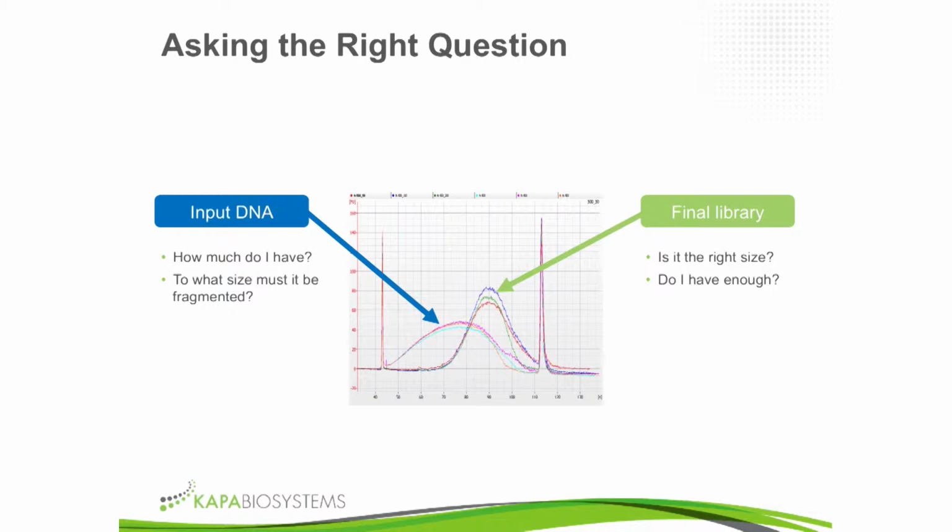The first step in improving library quality is to ask the right question. People who make libraries every day are generally focused on input and output. And so for them, the primary question is whether or not they can make a library with their available material that is appropriate for their sequencing application.